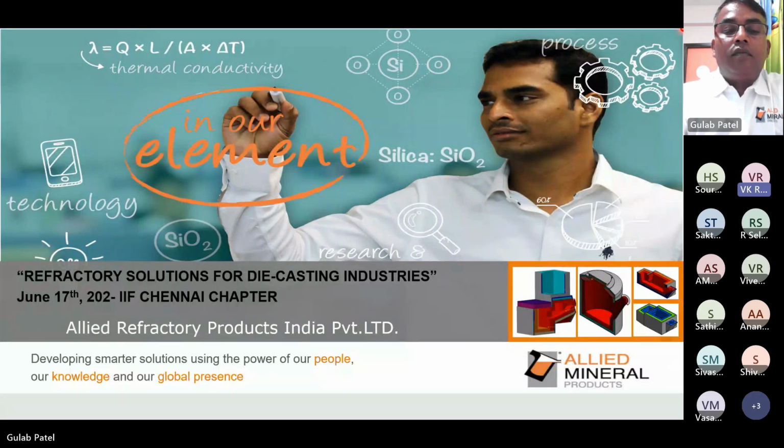Mr. Gulab Patel, Business Manager, Allied Refractory Products, Ahmedabad, is going to present to us about refractory in die casting practices. Refractory plays a major role in furnace life, energy, product output and quality as well. So refractory plays a role from multiple angles in a die casting foundry. To enhance our knowledge on the refractory part, Mr. Gulab Patel is going to give us a wonderful presentation today.